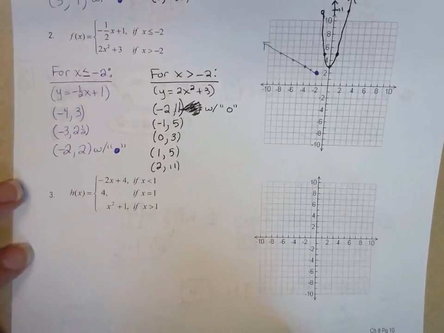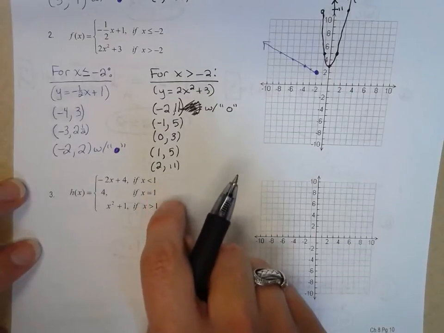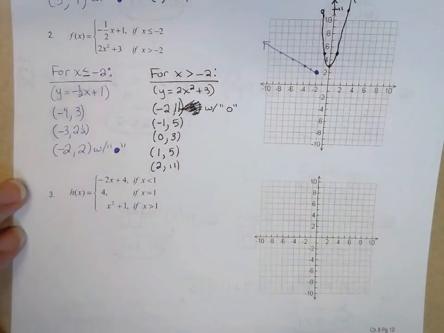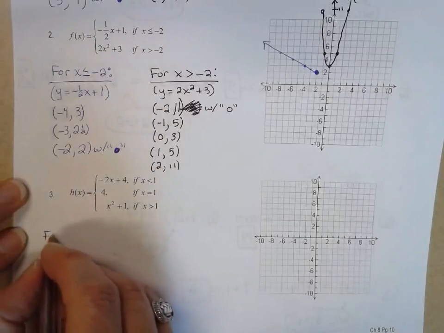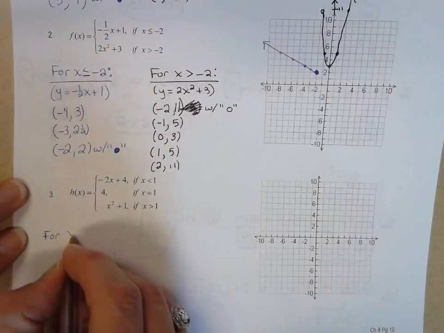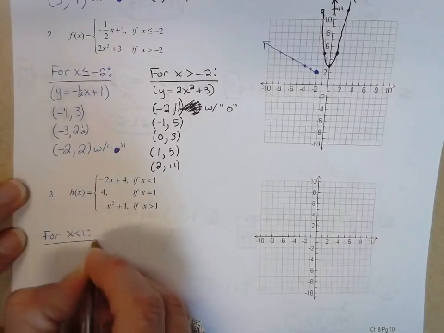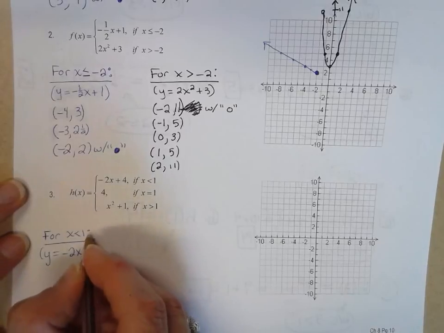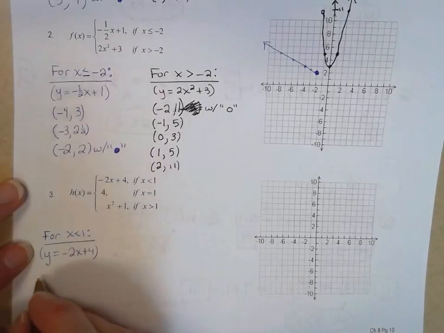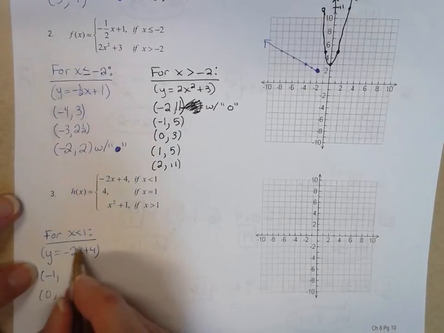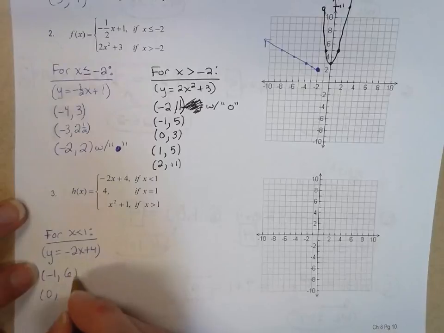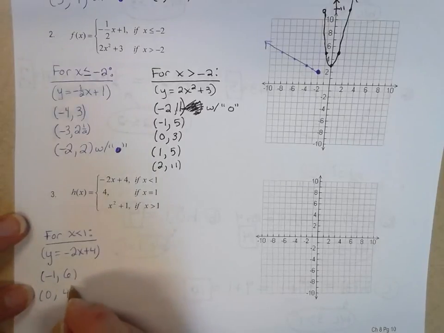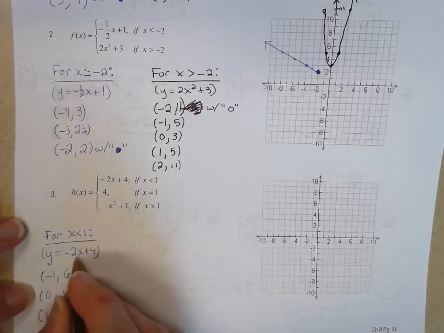All right, number 3. We have 3 different pieces on this one. So this one's a little bit different, maybe, than the first 2. So for x less than 1, that's where we have the graph y equals -2x plus 4. So I'd probably graph a few points that are less than 1. So maybe -1, 0. At -1, this would now be 2, plus 4 would be 6. At 0, this would be 0, plus 4 would be 4. And then when I get to 1 itself, -2 plus 4 would be 2.